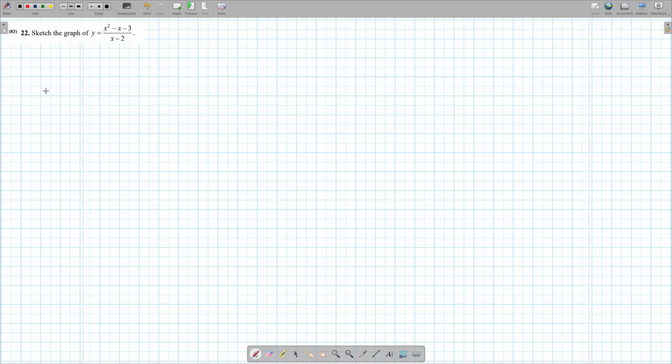The first thing I'm going to start with, obviously, is the vertical, because this is the stuff you can get done easily. For the vertical asymptote, your denominator cannot be equal to 0. That means x equals 2 is the vertical asymptote.